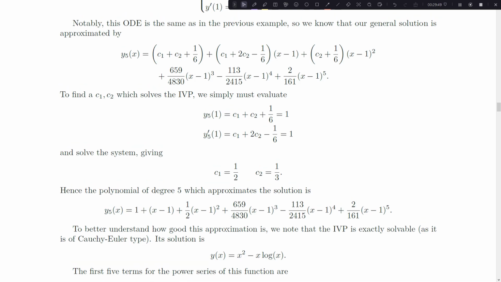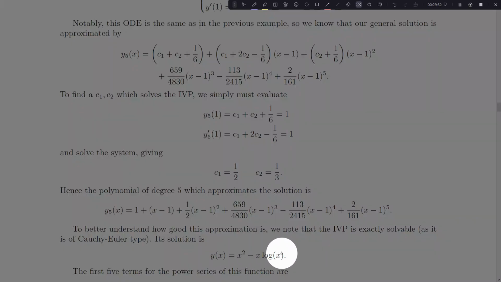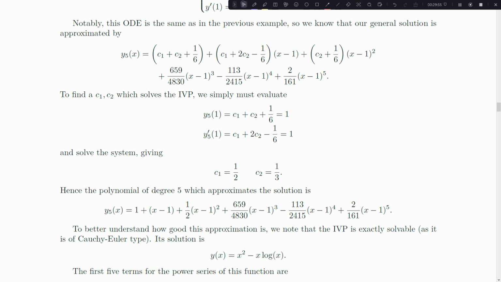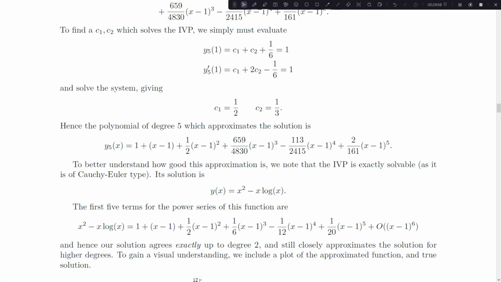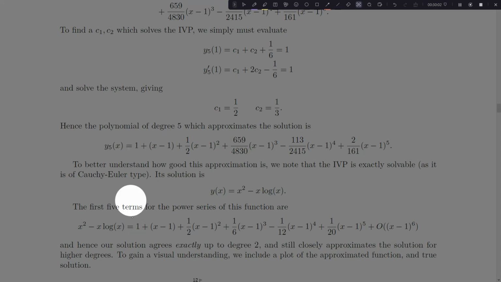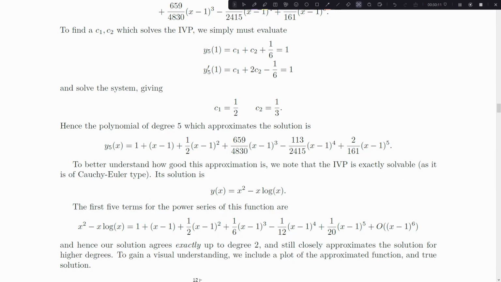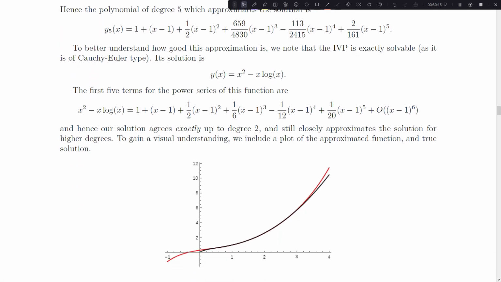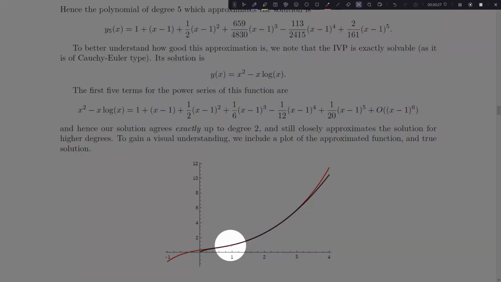If we then, by Cauchy-Euler type, find a real solution to this IVP, we can plot them against each other. Actually, we look at the power series coefficients first, and we'll notice that the first two terms perfectly line up, the second two terms perfectly line up, the third two perfectly line up, and then after that point, they differ a little bit. But if we plot them against each other, the approximate solution is the one in red there, and the true solution is the one in black. We centered our answer at 1. Look at how closely those behave around 1, but even in a region pretty far away from 1, they behave very close to one another.